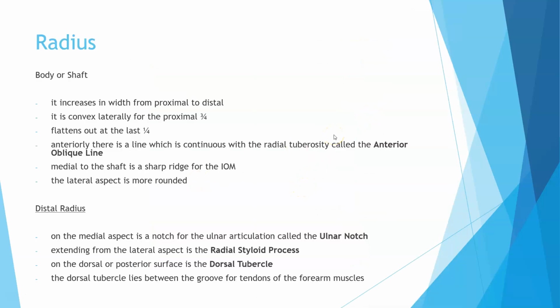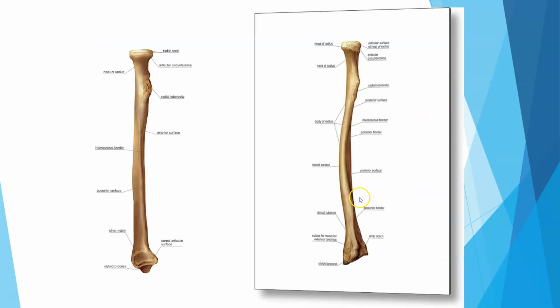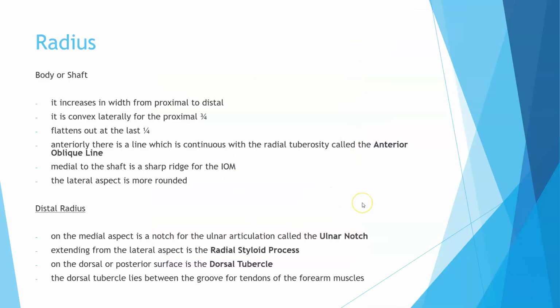Anteriorly, there is a line that is continuous with the radial tuberosity, and this is known as the anterior oblique line. So running down below across from it. I don't know if I have it here on the diagram or not, but it is an oblique line that is a continuation of the tuberosity of the radius.